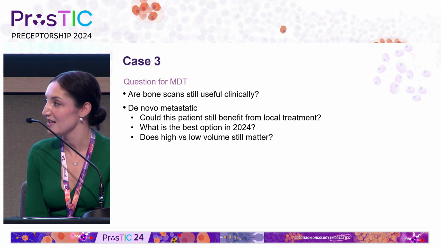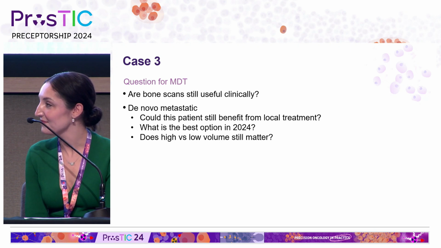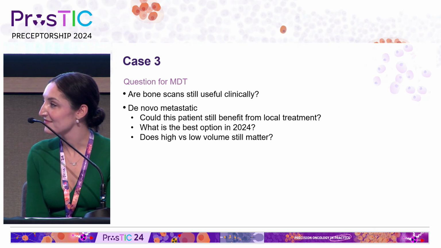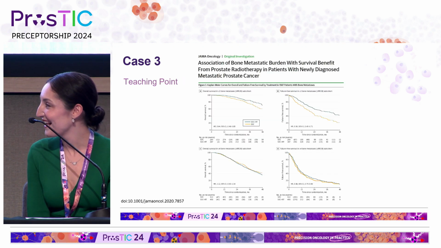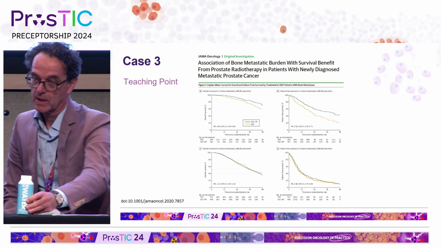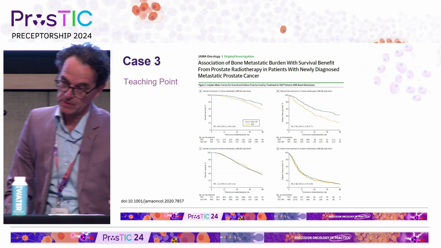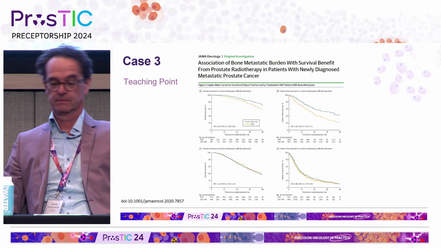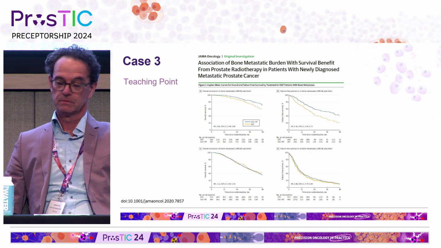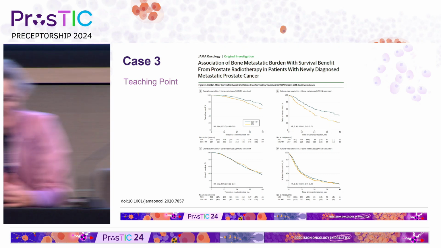And me being nasty here, so you've said they're high volume, so you're not going to irradiate their primary? That's a question for the panel. So there's good evidence to irradiate the primary here, because that's all based on conventional imaging. Yeah, so this is the evidence, and it comes from the Stampede trial, published some time ago.